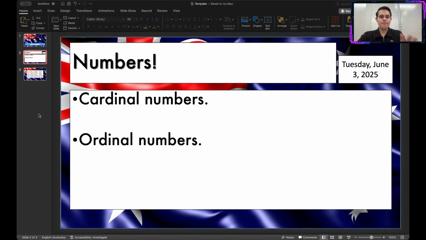I just want to make sure you understand this is the second class about numbers, okay? This is the second class. We had one class last week talking about cardinal numbers, okay? Cardinal numbers are the most common numbers. They are 1, 2, 3, 4, 5, 10, 12, 15, 100, 1000. These numbers are called cardinal numbers. Okay? Very good, very good.